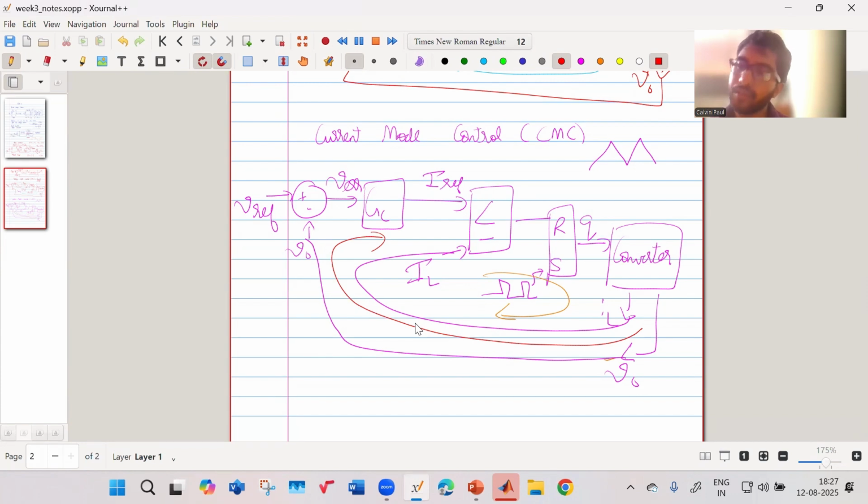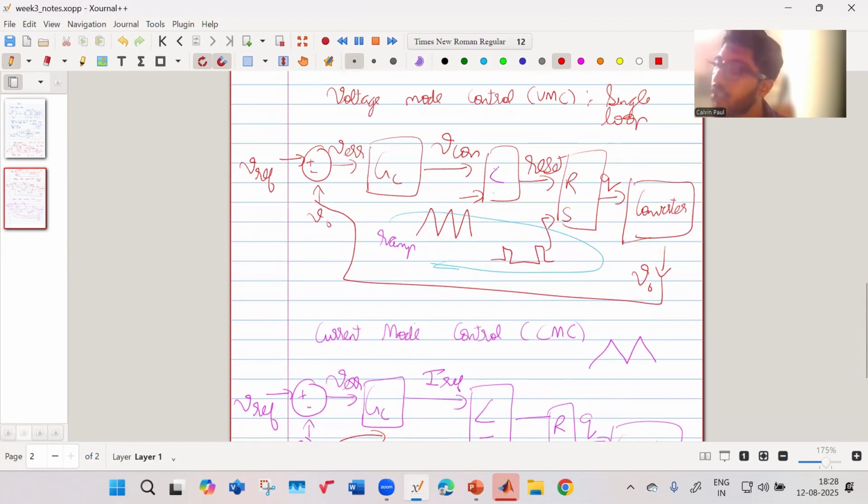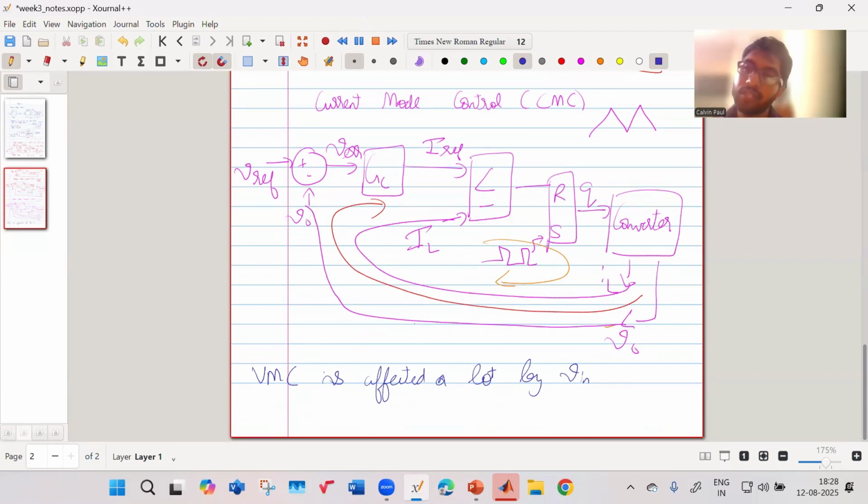Through this control, sir has also shown various simulations, and I hope you have understood it. I hope you have seen the lectures and everything. So there are various control techniques. Now voltage mode control has an issue: VMC is affected a lot by Vin. When there are disturbances in Vin, and the output voltage is controlled by VMC, there are a lot of fluctuations.